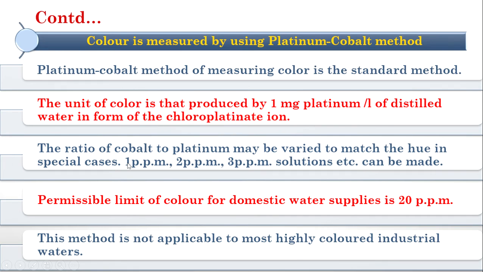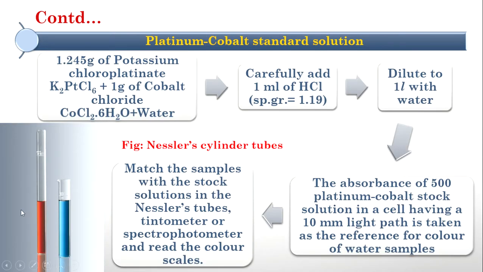The cobalt to platinum ratio will be varied according to each mixture, and the permissible limit of color for domestic water supplies is 220 ppm. So we cannot use this method for highly colored waters. We can use it only for some domestic sewages, because for highly colored water we cannot use it, as it detects mainly yellow color. Other than that it cannot.